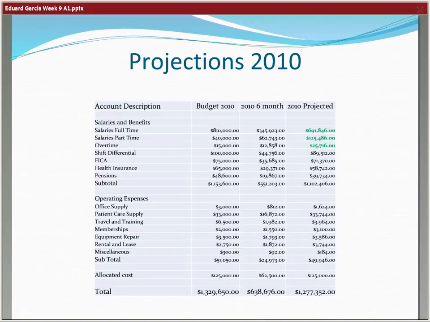But after the first 6 months in 2010, we can see that if we stay at the same level of full-time, part-time, and overtime, the difference between the projected 2010 and the budget of 2010 will have a very big difference. I mark these differences in green because they will be important in order to reduce the expenses and adjust the budget of 2011.